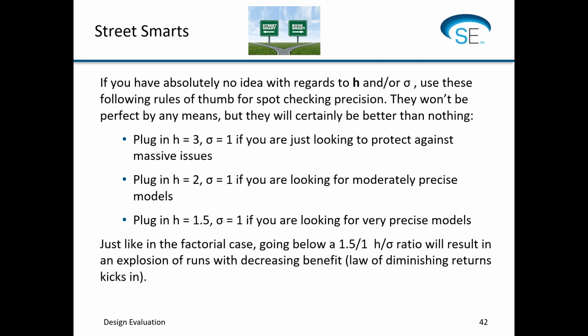I'm not going to go through this, but this is analogous to that factorial case. If you're looking to protect against massive issues, plug in 3 to 1. If you're looking for moderately precise models, plug in 2 to 1. If you're looking for fairly precise models, I would say 1.5 is probably going to be okay, but the closer you get to 1, once again, you're going to start getting into the law of diminishing returns.